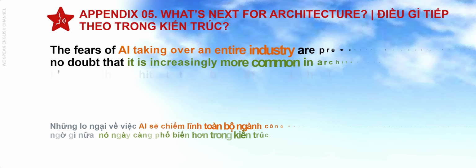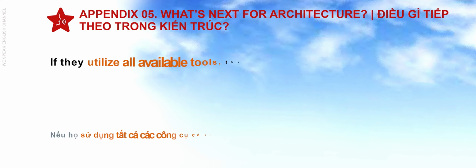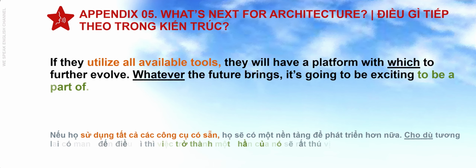Appendix 5. What's next for architecture? The fears of AI taking over an entire industry are premature. However, there's no doubt that it is increasingly more common in architecture. It's up to the architects to embrace the new technologies and adapt to modern times. In a way, parametric technology allows them to focus on the things that matter. If they utilize all available tools, they will have a platform with which to further evolve. Whatever the future brings, it's going to be exciting to be a part of.